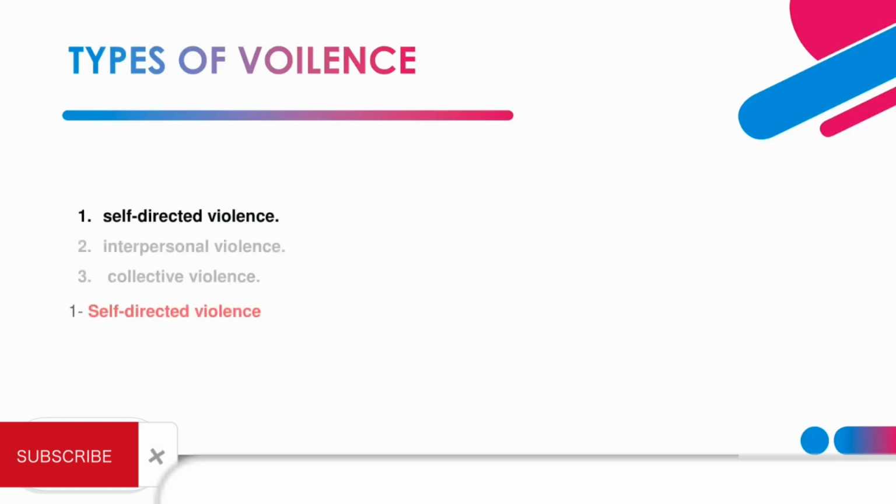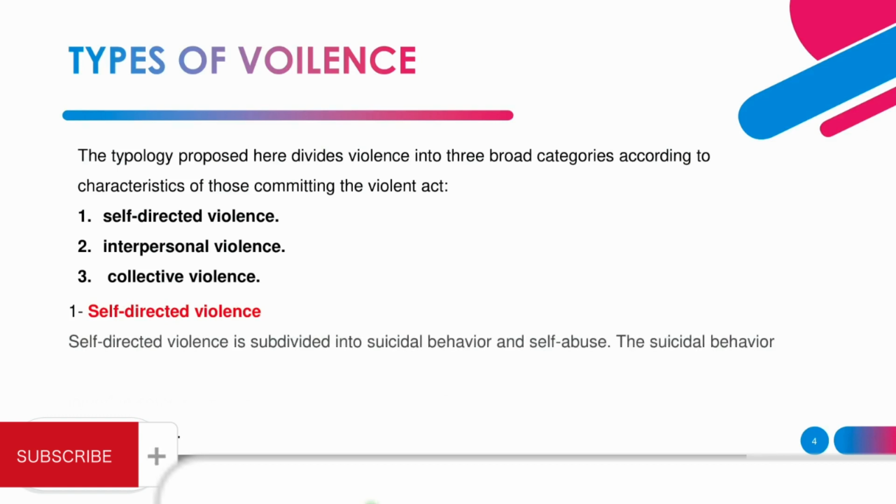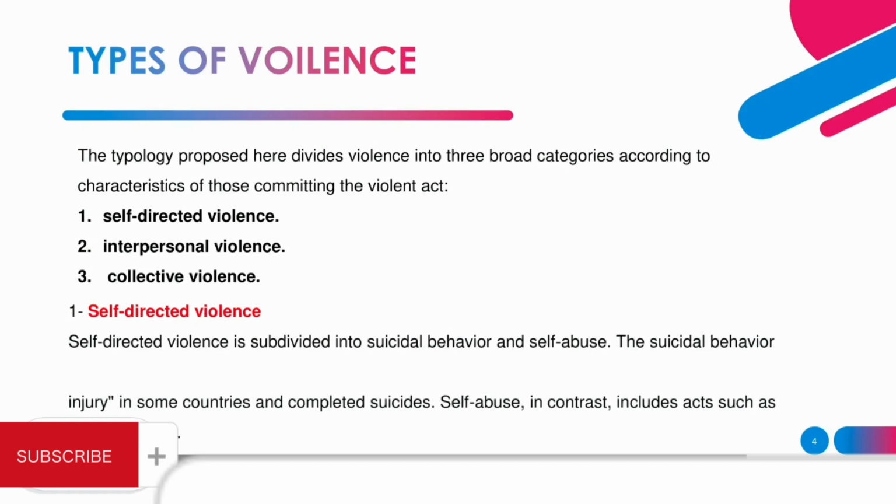The typology proposed here divides violence into three broad categories according to characteristics of those committing the violent act. 1. Self-directed violence. 2. Interpersonal violence. 3. Collective violence.